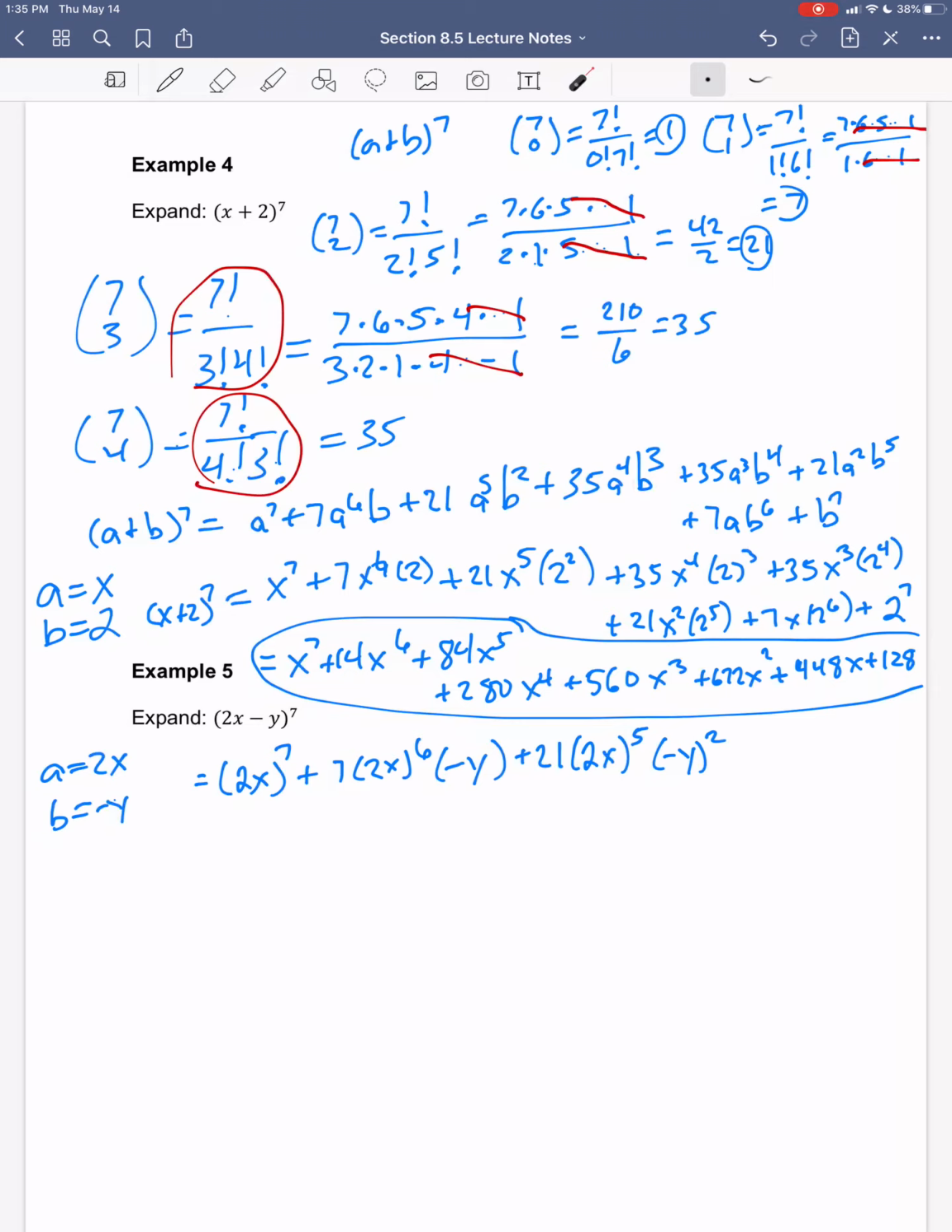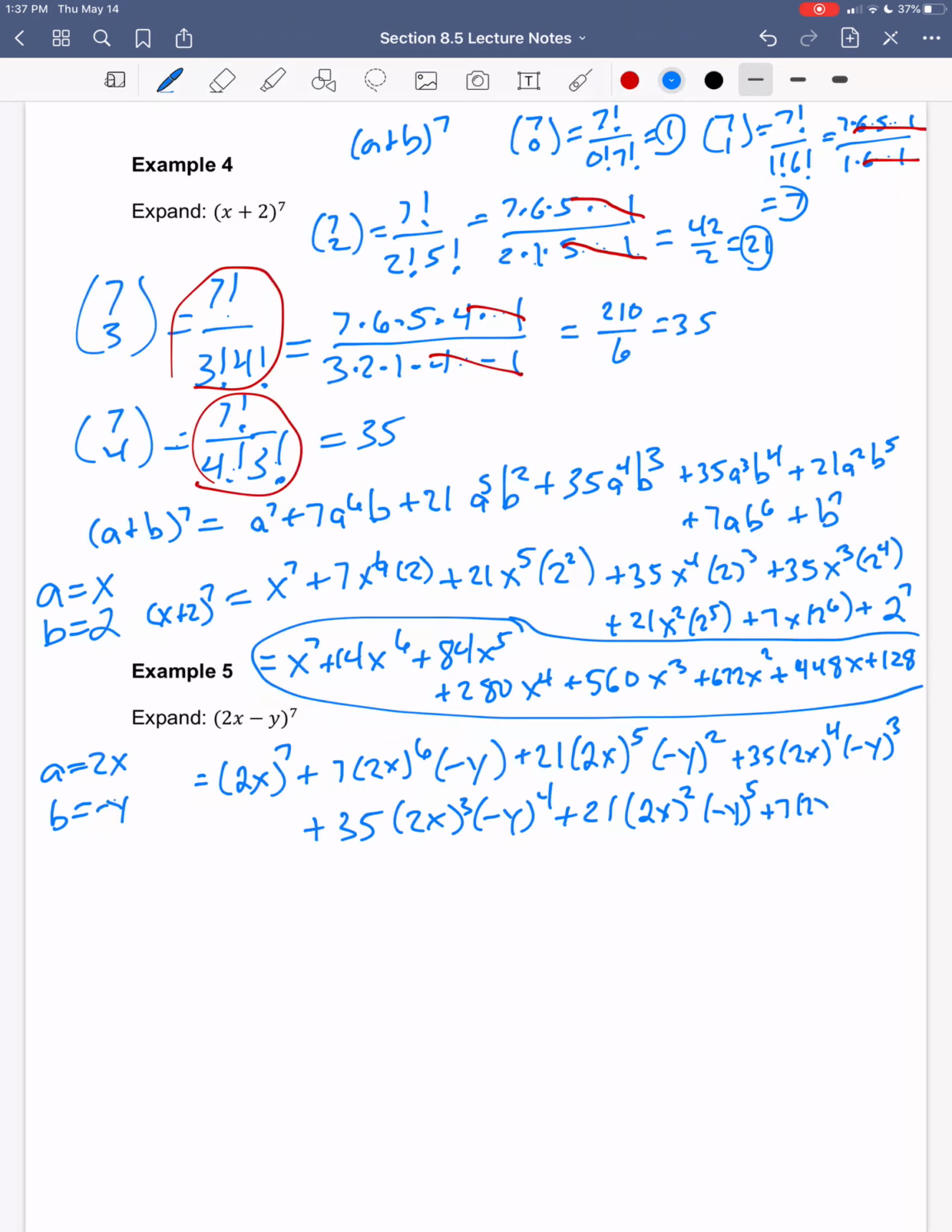Plus 35a to the 4th b cubed. So that was 35a to the 3rd b to the 4th, plus 21a squared b to the 5th, plus 7a b to the 6th, plus b to the 7th.